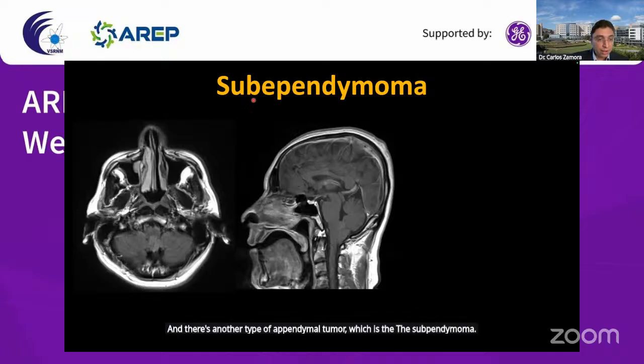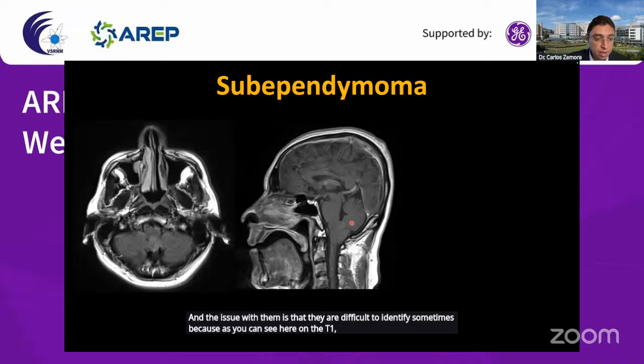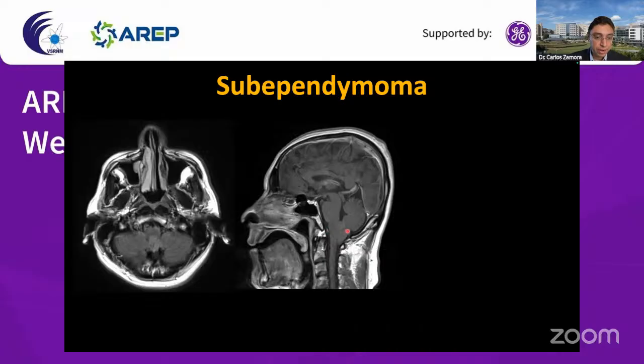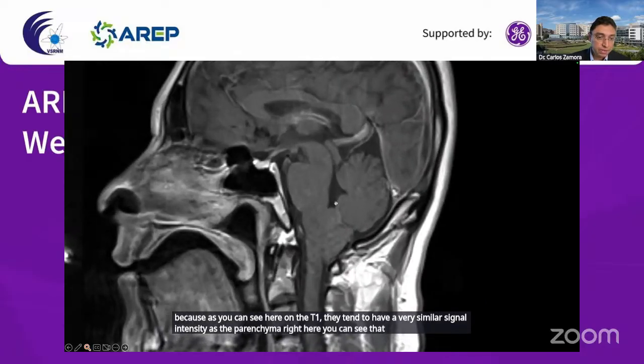Now, these are tumors that grow slowly. They are a grade one, and the issue with them is that they are difficult to identify sometimes because, as you can see here on the T1, they tend to have a very similar signal intensity as the parenchyma. Right here, you can see that it's hard to see, right?